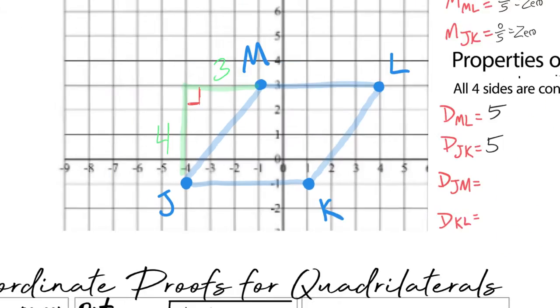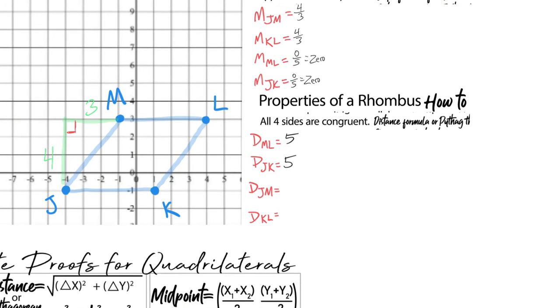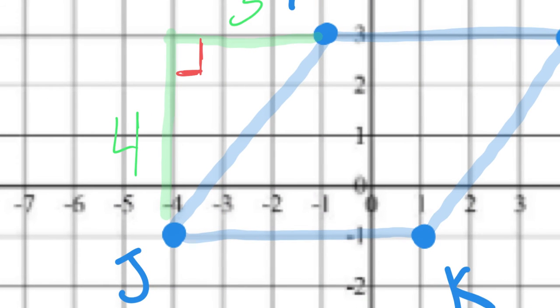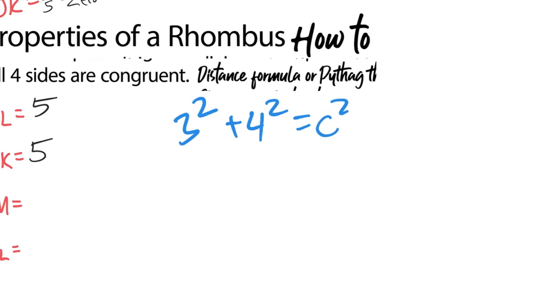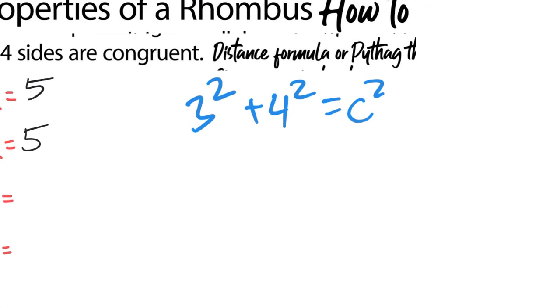All right, and so let's apply the Pythagorean theorem. Okay, so instead of a squared, we're going to do 3 squared. B squared, or B rather, is going to be 4, equals c squared. And again, we're trying to figure out what is this hypotenuse right here. This is the length of the side, and that's what we're trying to figure out. We're going to keep our fingers crossed that it's 5 because that would yield all sides being congruent.